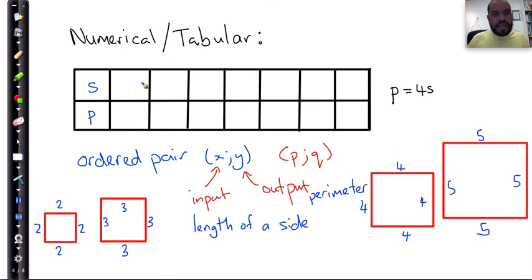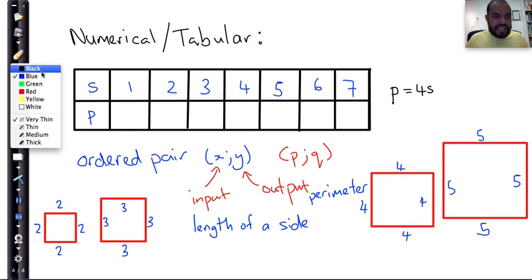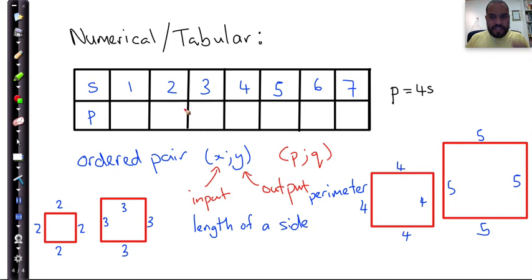Okay, let's assume that we work with side length 1, side length 2, side length 3, side length 4, side length 5, side length 6, and side length 7. This is the tabular or numerical method of representing a function. Now, as you know, each of these can be expressed as an ordered pair. That's numerical. Tabular means the table. It's 4 times S. So I substitute P of 1, which means I put 4 times 1 in there, and I get 4.